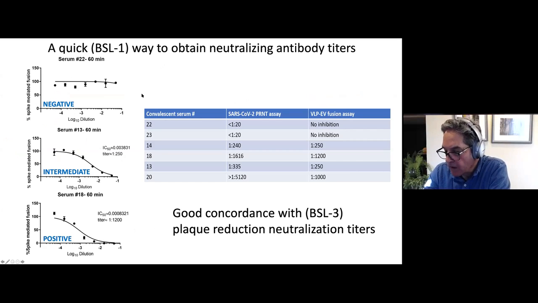We've communicated, at the left here, you can see IC50 neutralization values for negative, intermediate, and high titer patient sera. And I just want to point out that the assay has really excellent concordance with BSL-3 plaque reduction neutralization titers, PRNT. So we get data, as you can see in the blue table here, very similar to BSL-3 assays. So we think this assay is a good adjunct to the ELISA tests that use pre-fusion stabilized spike ectodomains as antigens.